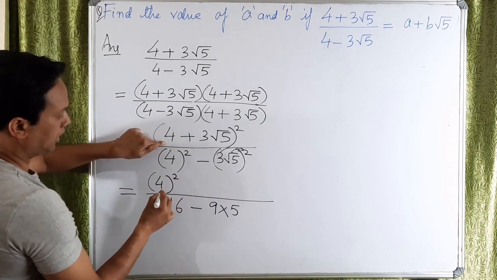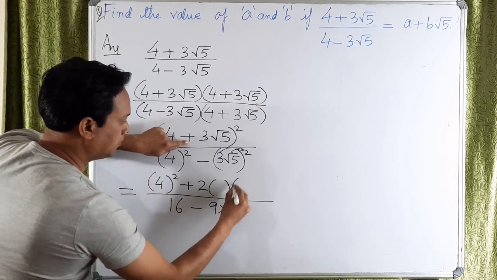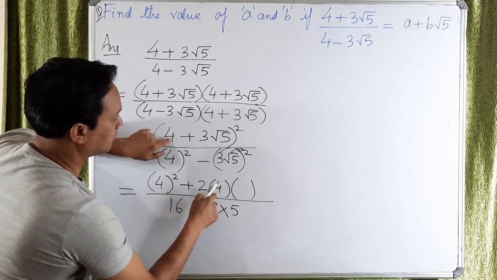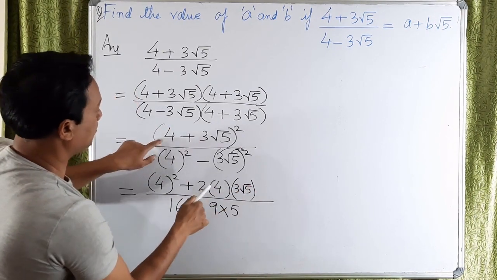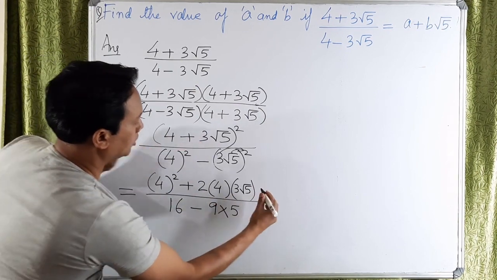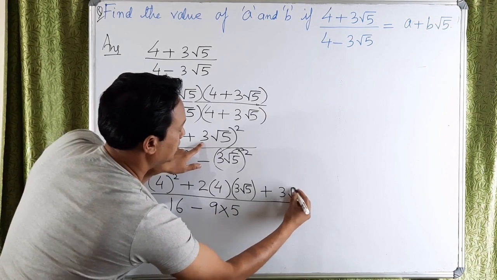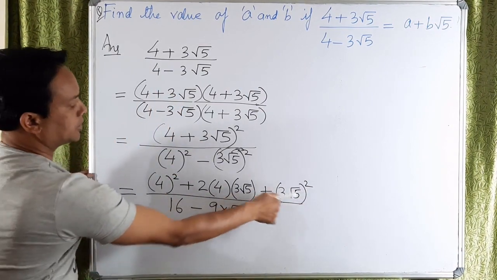A square. This is a square. Plus, here, that's why plus. Then we'll write A here and B here. Remember the first number, A, B. Twice A, B. A means the first number, B means the second number. Plus B square. B means 3 root 5 square. A square plus 2AB plus B square.